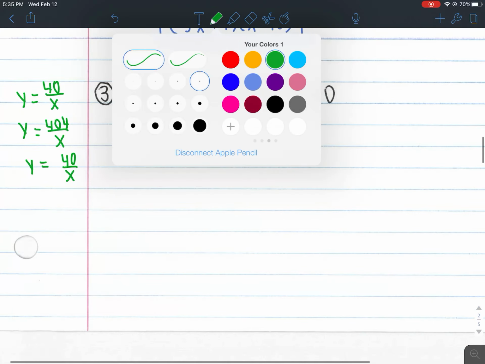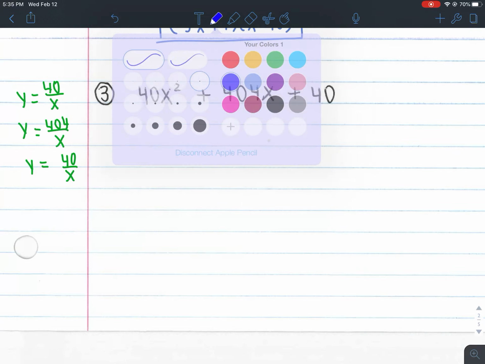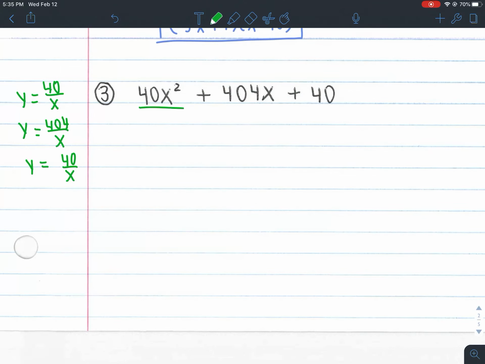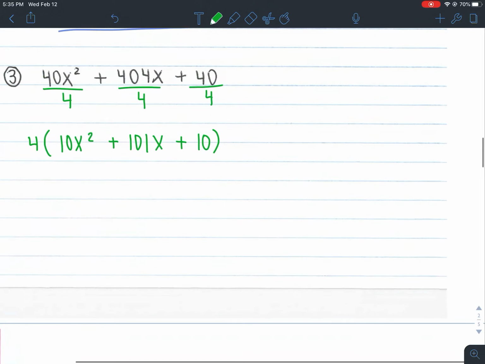And I will tell you that the answer to this is 4. The largest GCF they have is going to be 4. Now 2 goes into all of them, but you want to get the largest thing out. So this would be 4 on the outside, so I have a GCF. I'm going to take it out. So now I have 10x squared plus 101x plus 10. All right.